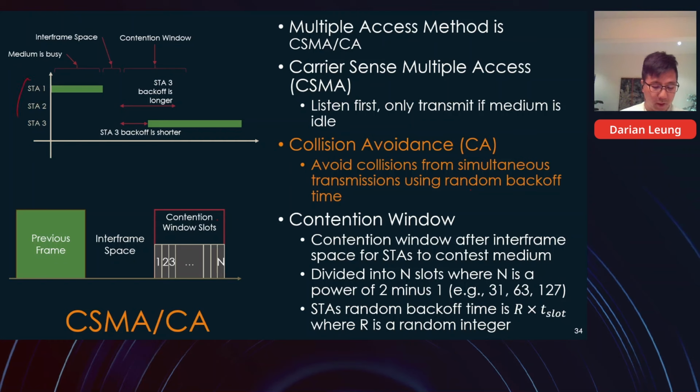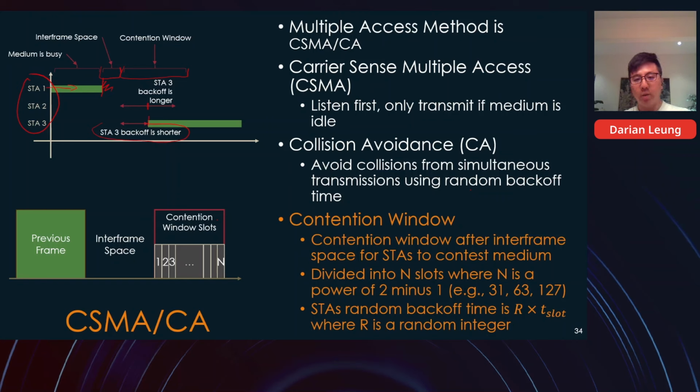So, for example, here's three stations where station 1 is currently transmitting, so the medium is busy. Once station 1 is done transmitting, the medium is now idle. There's an interframe space that all nodes need to wait for before starting their contention window. This is where each node starts their random backoff timer. And let's say station 3 here had the shorter backoff timer, so it starts transmitting first. Station 2 will sense that the medium is no longer idle, and it will know that it needs to wait for the next idle opportunity before it can transmit.